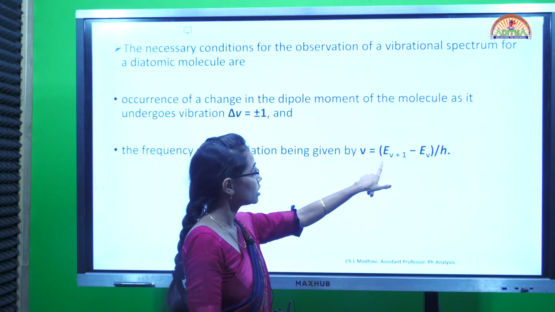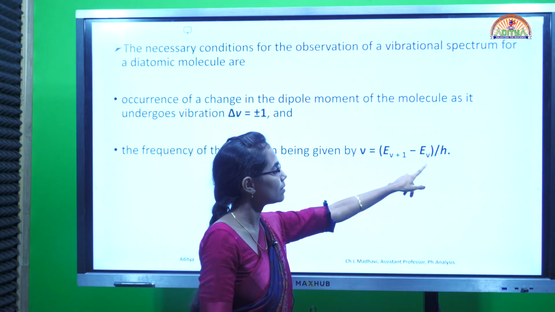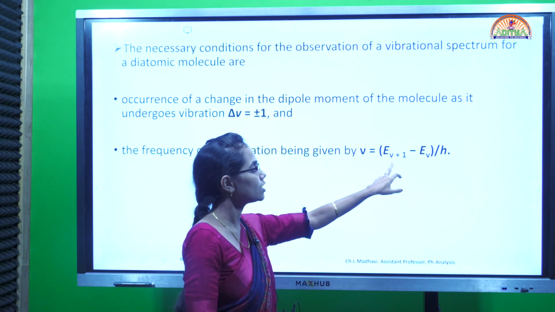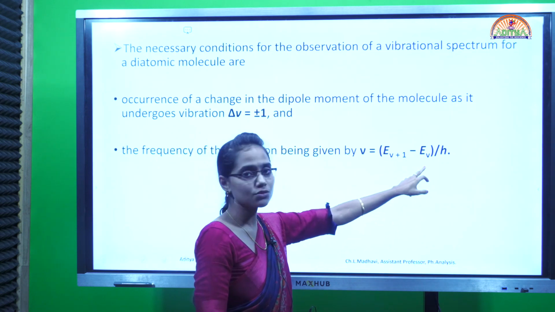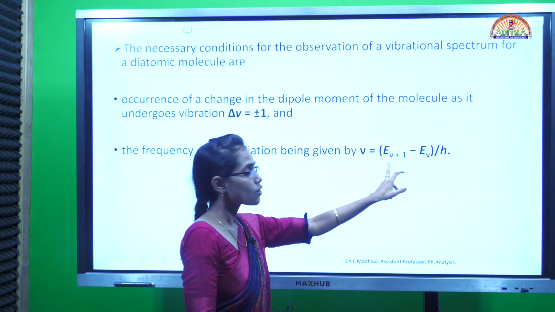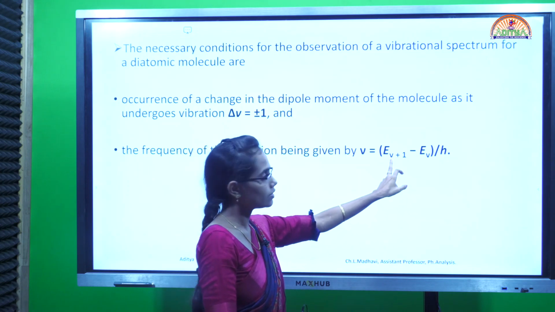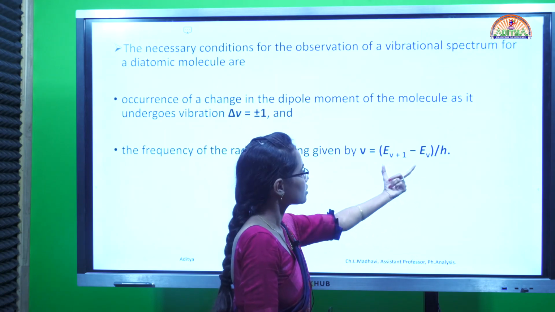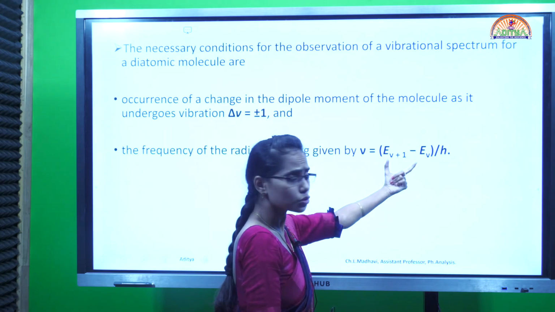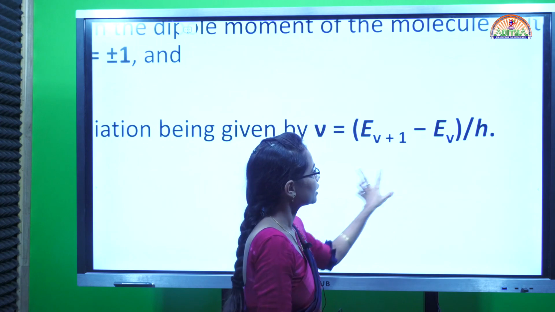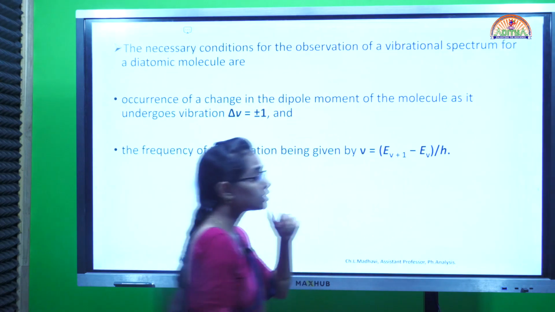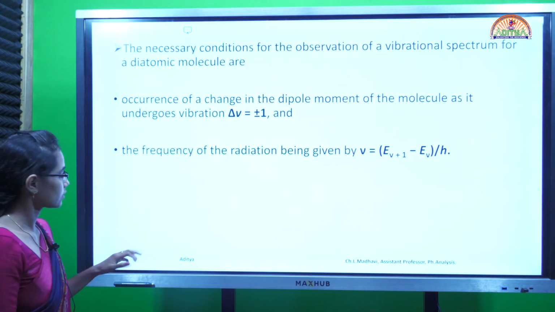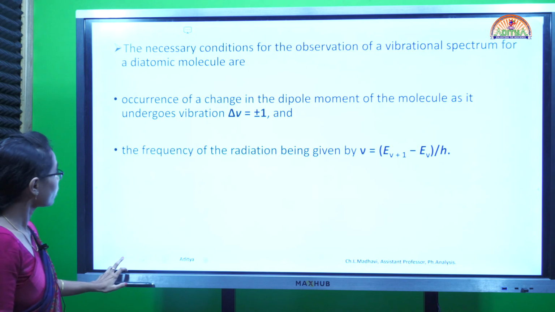nu equals (E(v+1) minus E(v)) by h, where E(v+1) and E(v) are the vibrational energy levels of the higher and lower energy levels. So the difference between two vibrational energy levels is divided by h, which is Planck's constant. So this is about the molecular spectrum.